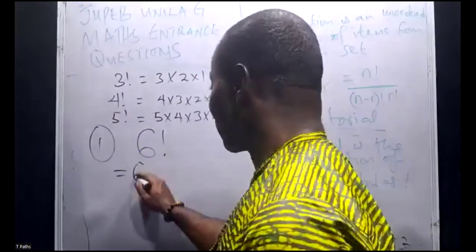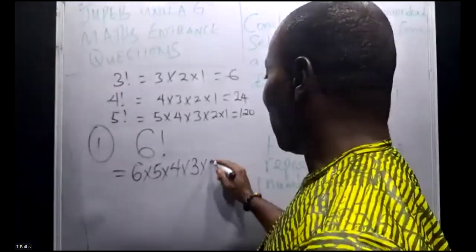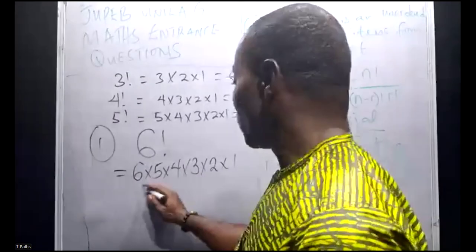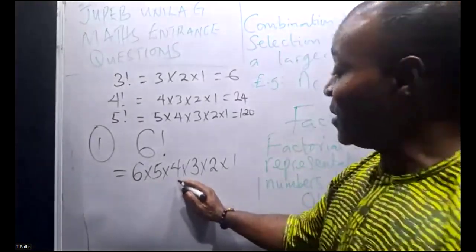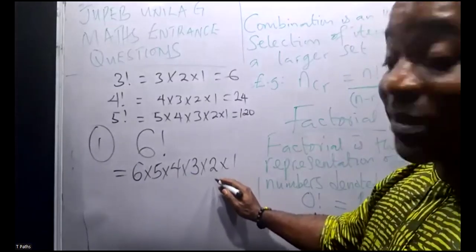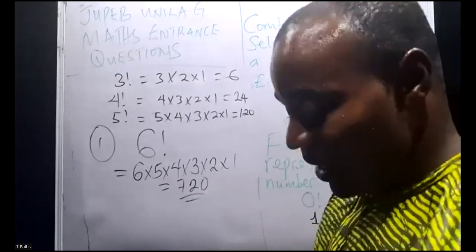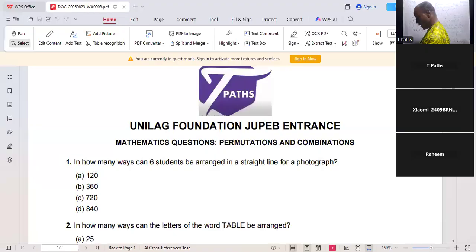All right, so we have 6 times 5 times 4 times 3 times 2 times 1. So this is 30. 30 times 4 is 120. 120 times 6 is 720. That is the answer. And the correct option is C. This is permutation of distinct objects.